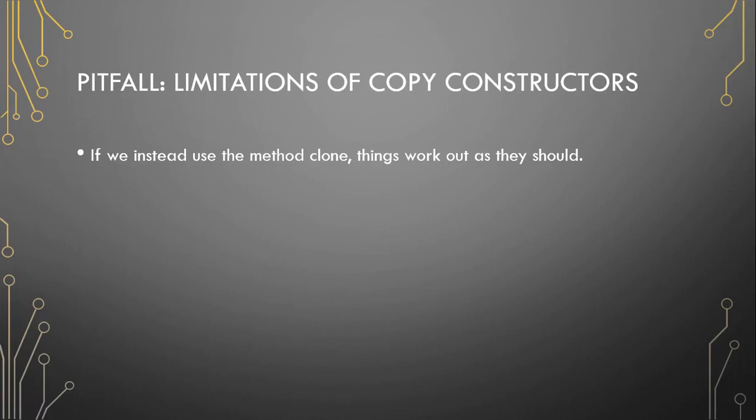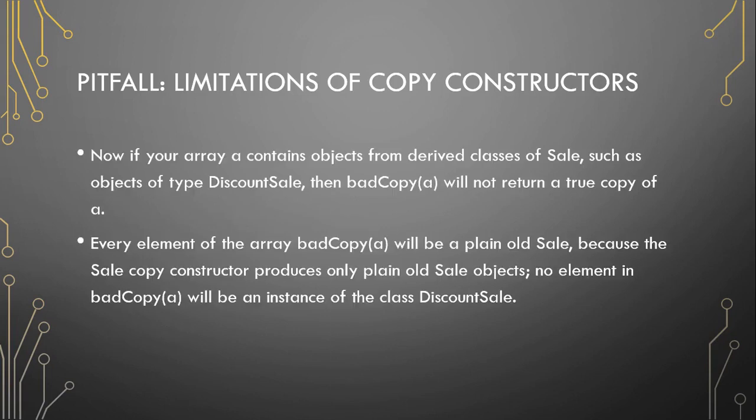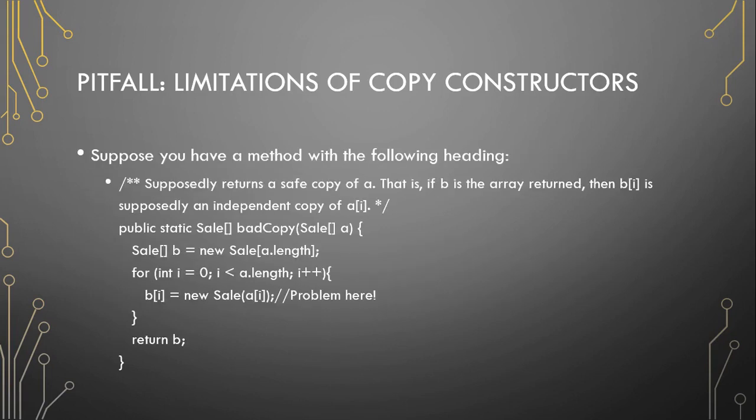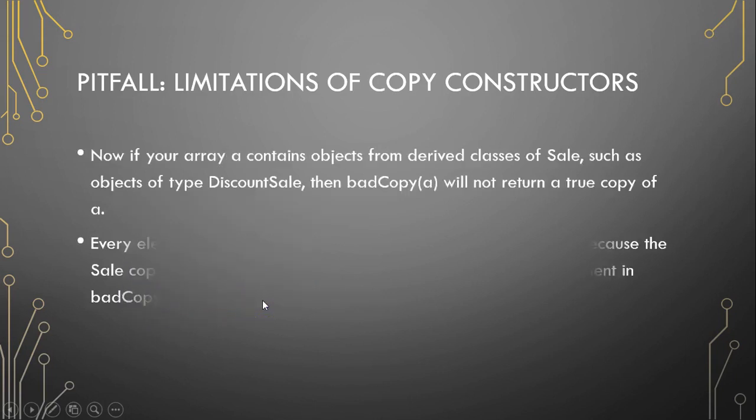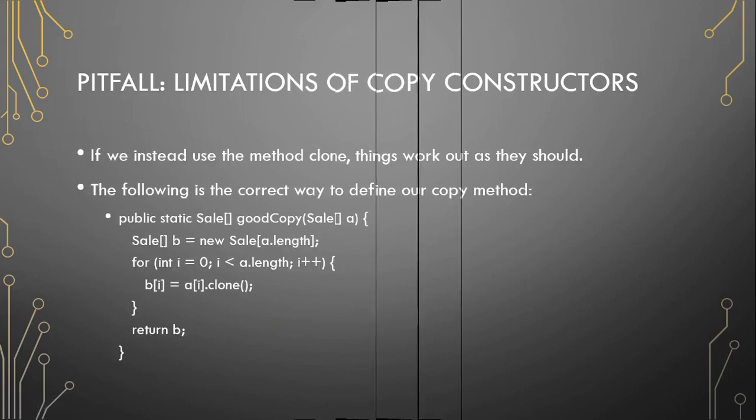Instead, if we use the method clone, things will work out as they should. Now, the following is the correct way to define our copy method. public static Sale[] goodCopy(Sale[] a): Sale[] b = new Sale[a.length]; for (int i = 0; i < a.length; i++) b[i] = a[i].clone(); return b. You'll notice that this is very similar to this. Very similar. The only difference is pretty much right in here. Here I said new Sale(a[i]), whereas in our new one, I did a[i].clone(). So I'm using the clone method here.